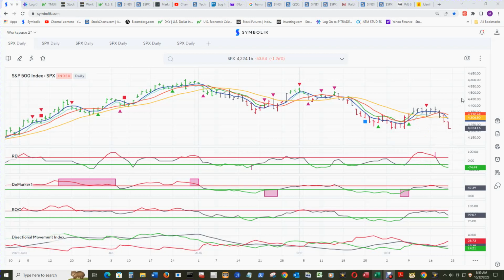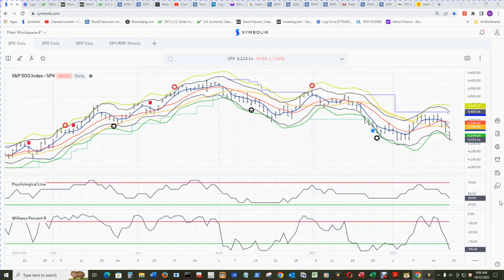If it turns around and heads up within the next couple of days, and this starts heading back up, and somehow the DeMarker 1 and ROC stay above their oversold lines respectively, then that's a buy signal when it crosses above -40 for REI.